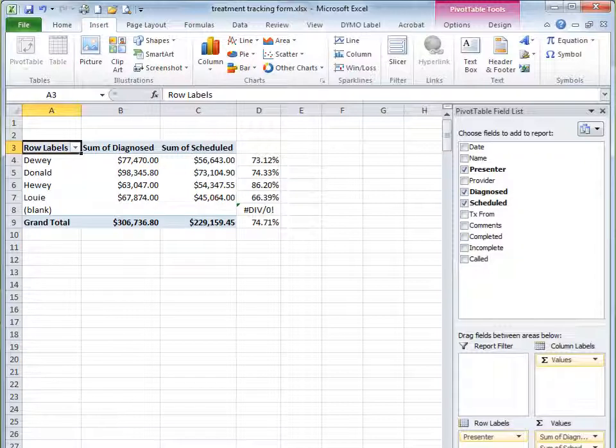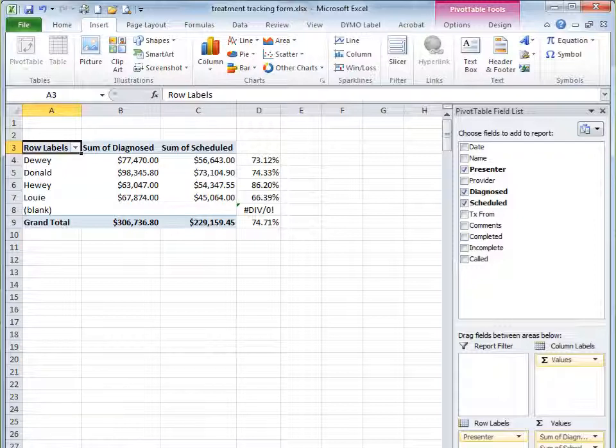We can track presenters. Okay, remember we had Donald and Huey, Dewey, and Louie? If we look on there, we see that Huey is doing very well. He's got 86% acceptance of his treatment. He schedules 86% of the treatment for those patients. It looks like Dewey and Donald are kind of tied at around 73, 74%, but Louie is way down at 66%. Look at the difference between the case acceptance for Louie and Huey. There's a 20% difference. That means that if Huey presents the case, we're going to get 20% more on the books than if Louie presents the case.